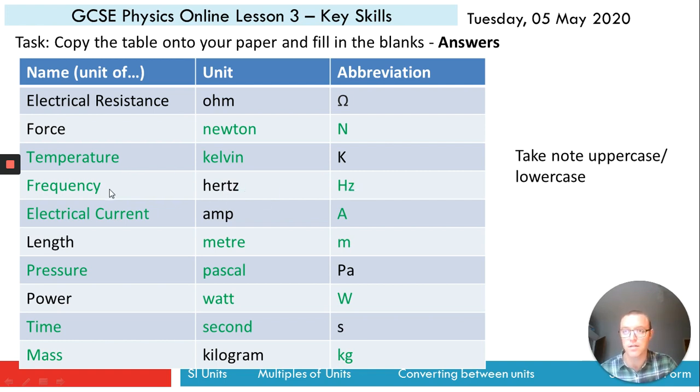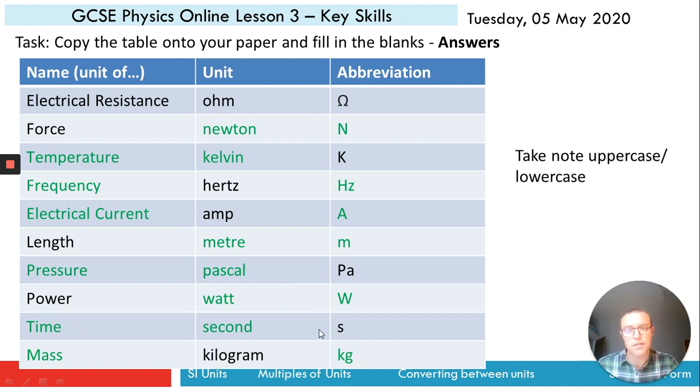Hertz is the unit of frequency. It's abbreviated capital H, small z. Amp is the unit for electrical current, abbreviation capital A. Length, the unit is the meter, abbreviation small m. Pascal is the unit for pressure, and Pa is the abbreviation for Pascal. Power has the unit watts, abbreviated to capital W.